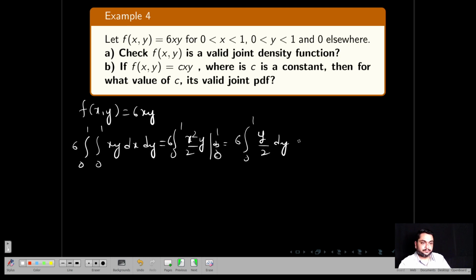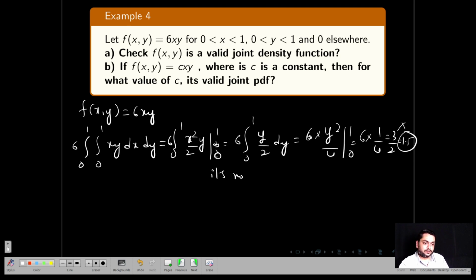The dy was missing. Now integrate with respect to y. It will become y square by 4 in the interval 0 to 1. This is 6 into 1 by 4, so 3 by 2. This is equal to 1.5. So this is not equal to 1. Therefore, it's not a valid joint PDF, probability density function. Not valid.